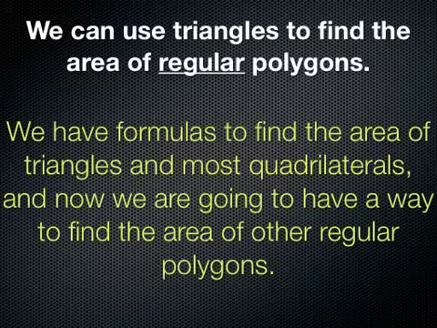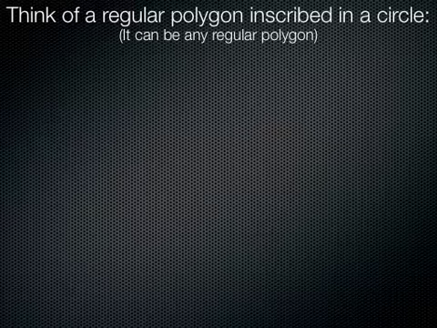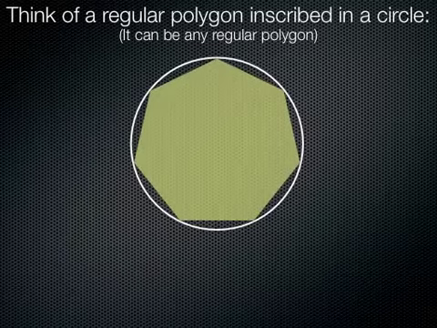We're going to learn how to use triangles to find the area of regular polygons. We have formulas to find the area of triangles and most quadrilaterals, and now we're going to have a way to find the area of other regular polygons. If you think of a regular polygon inscribed in a circle, remember inscribed means that all of the vertices are points on the circle. Here I have a regular heptagon. You can have any regular polygon.